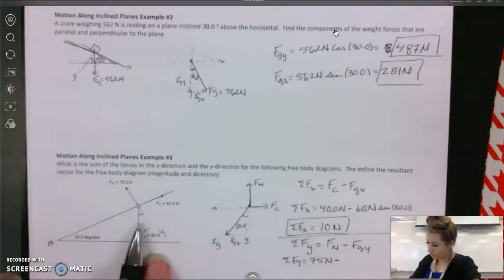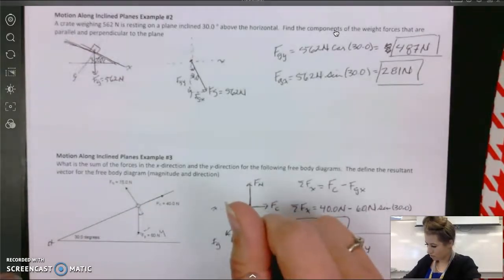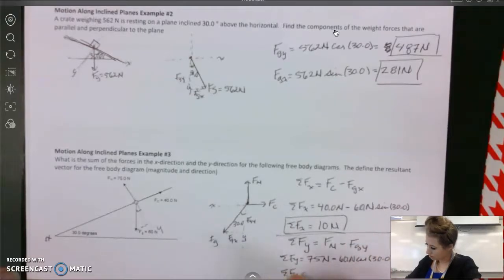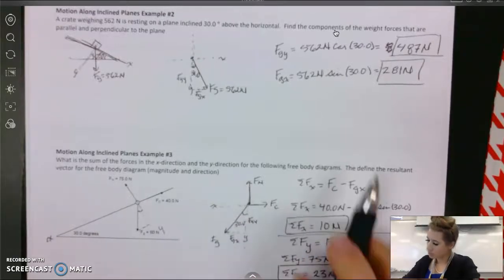Minus force due to gravity in the y. So this force due to gravity in the y, it's adjacent, so that's going to be 60 newtons cosine 30. Alright, so we're going to take the 75, subtract 60 times cosine 30, and that gives us 23 newtons.